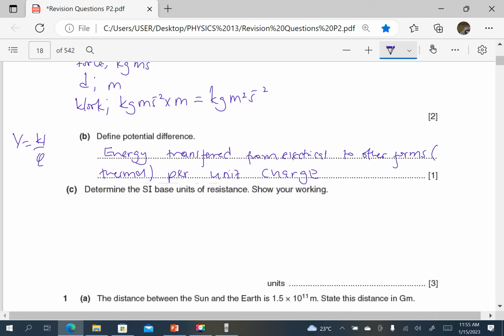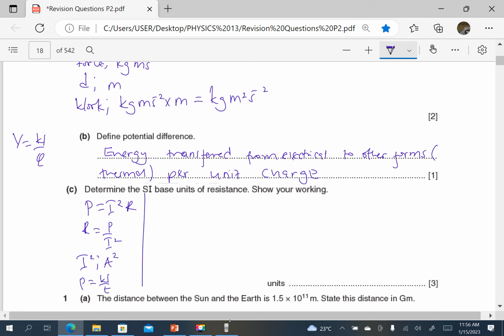Determine the SI base units of resistance. So we can use expressions for power. We know that electric power P is equal to I squared times R. We want resistance, so resistance is power over I squared. And we know that the base units of I squared will be ampere squared. We also know that power is work done over time.